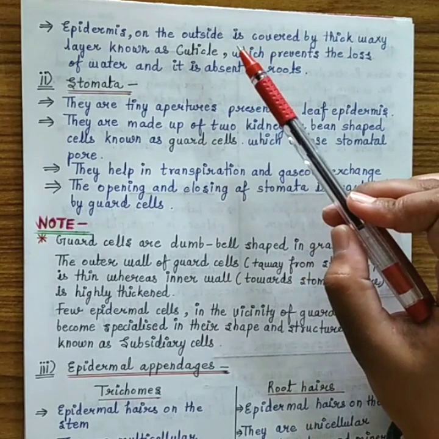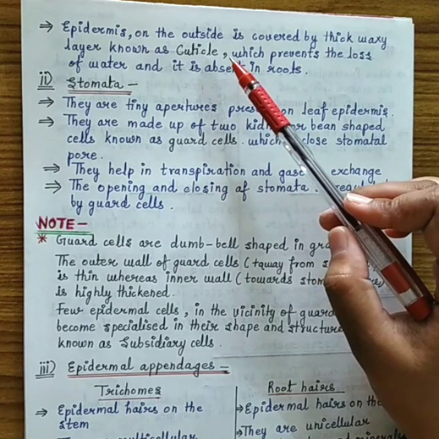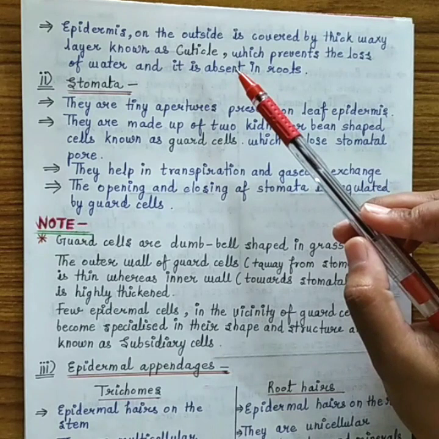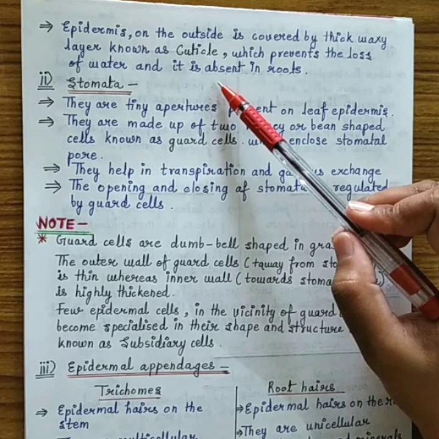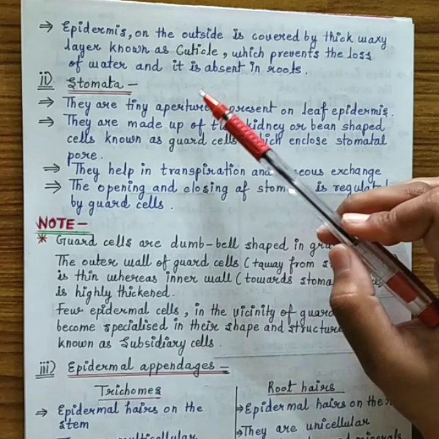Kyunki roots mein there is abundance of water, so it's not required. Whereas stem mein kyunki transpiration ki condition hoti hai, transpiration hone lagta hai. Kyunki wo outside exposed part hota hai. So they are present there outside. They are present in the stem, the leaves. So epidermis mein jo waterproof layer present hoti hai, that is cuticle, which prevents the loss of water, and it is absent in roots. That was all about epidermis. It is single layer, it is made up of parenchyma.